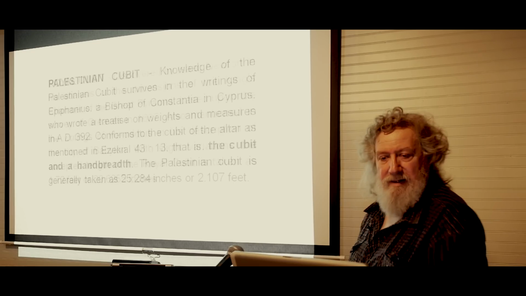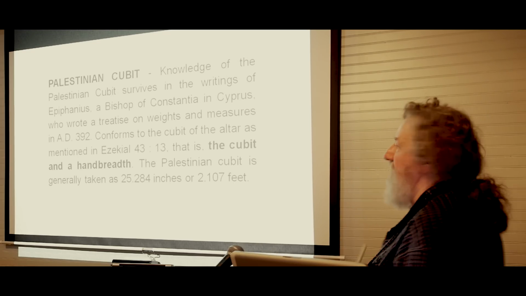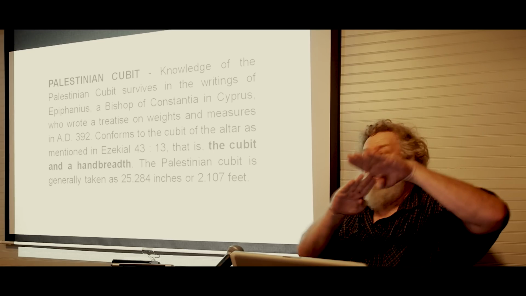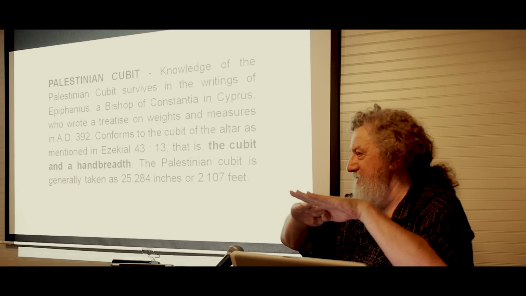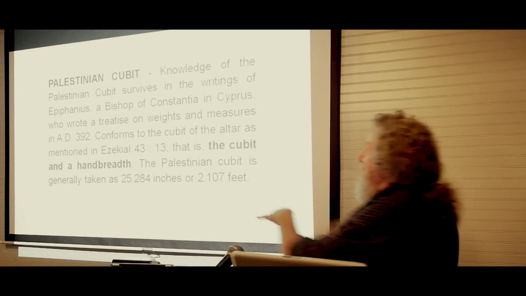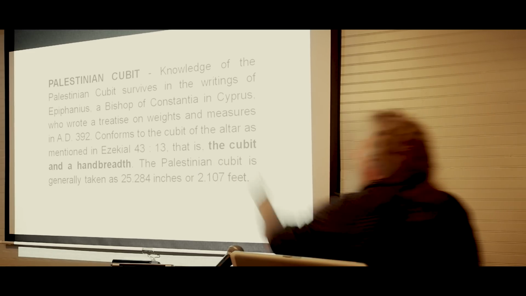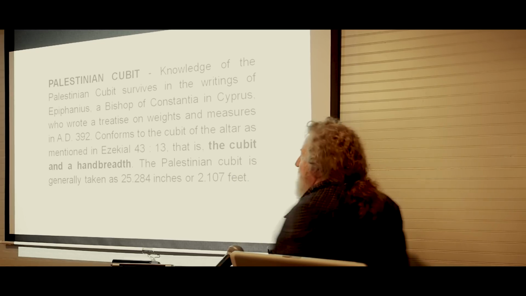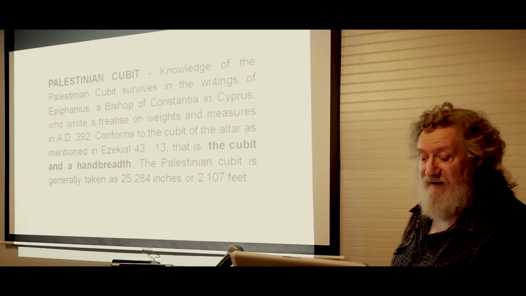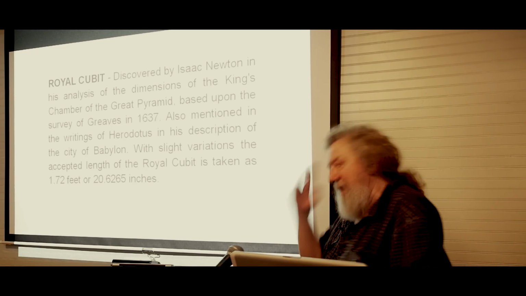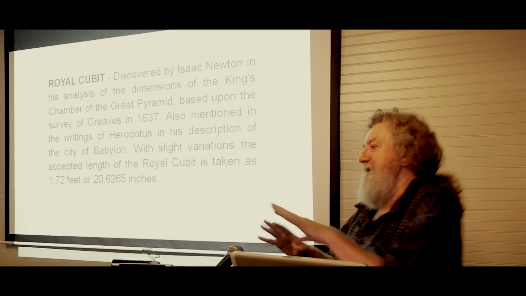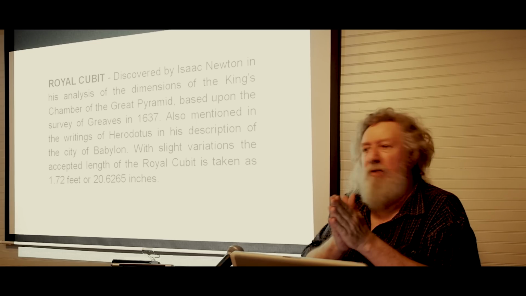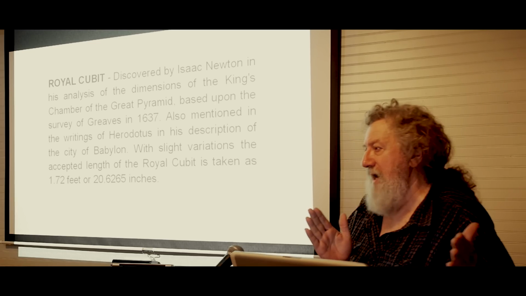See? Then there was a Palestinian cubit that showed up a couple of thousand years later, which was the cubit and a hand's breadth of Ezekiel. This was the ground plan of the sacred Jewish temple, right? It conforms to the cubit of the altar as mentioned in Ezekiel 43:13. That is the cubit and a hand breadth. The Palestinian cubit is generally taken as 25.284 inches or 2.17 feet. Well, now we're talking about being used in the Palestine area, between roughly 0 BC and 1000 BC, right?